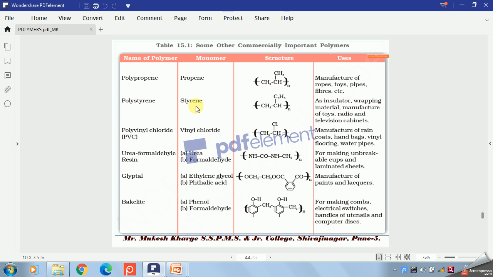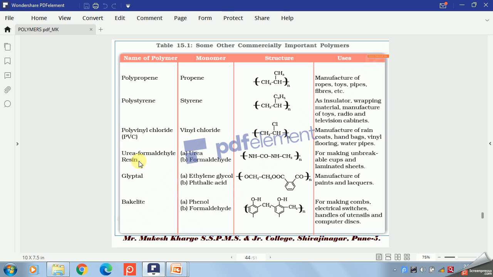Then polystyrene is the polymer of styrene. So structure is dash CH2 dash CH C6H5 dash n times. It is used as insulator, wrapping material, then manufacture of toys, radios and television cabinets. And next polymer is PVC, polyvinyl chloride. The monomer is vinyl chloride. Structure is dash CH2 CHCl dash n times. So it is used in manufacture of raincoats, handbags, vinyl flooring and water pipes.